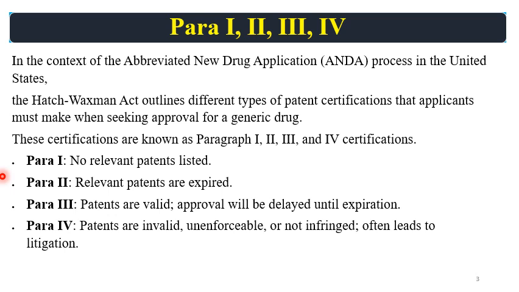Paragraph 3 means patents are there, patents are valid, that means not expired, and the generic product approval will be delayed until expiration. And once the patent is expired, the generic applicant will get the approval and will then manufacture and sell the medicine in the market. So this is para 3.